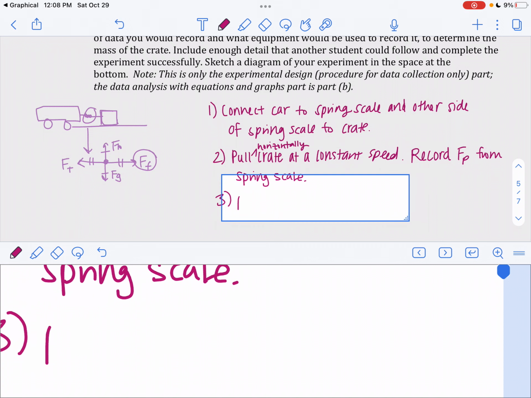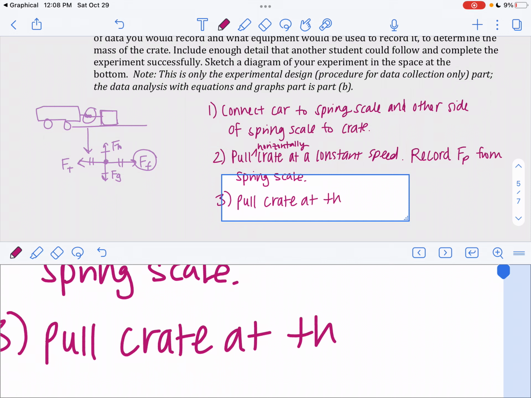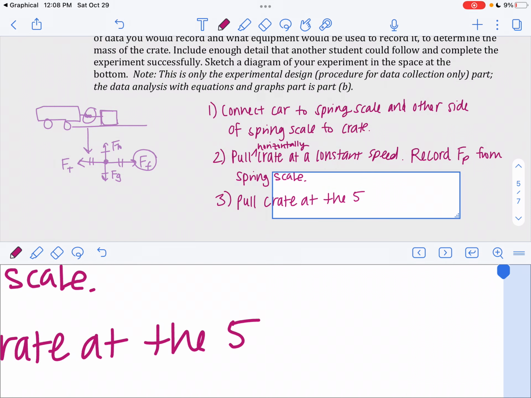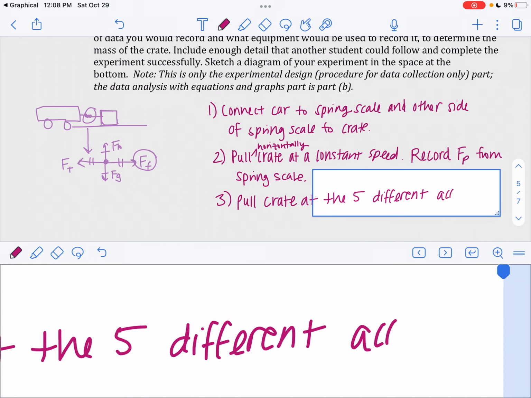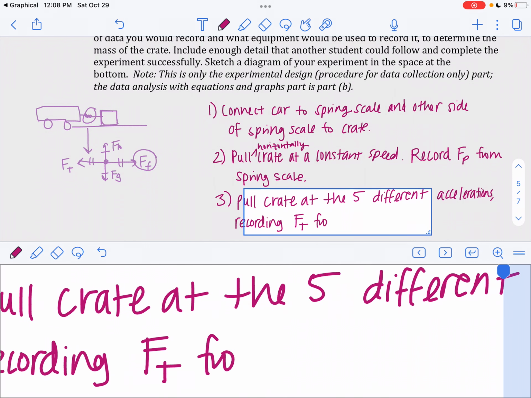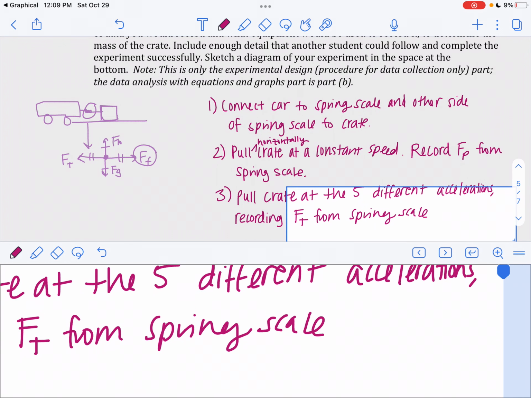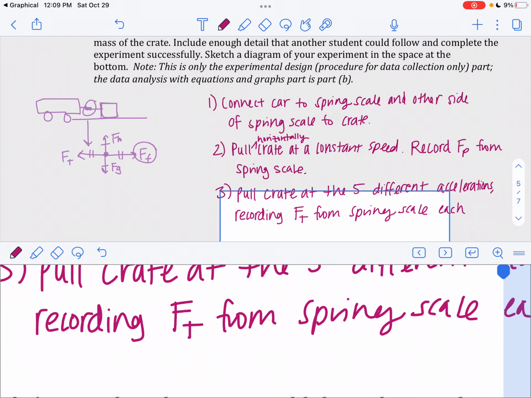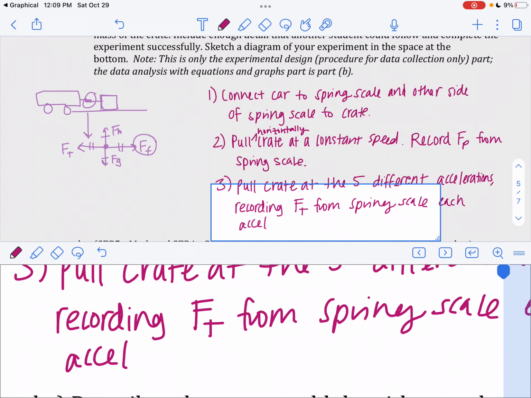Then I'm going to want to pull the crate at the 5 different accelerations, recording FT from the spring scale for each acceleration.